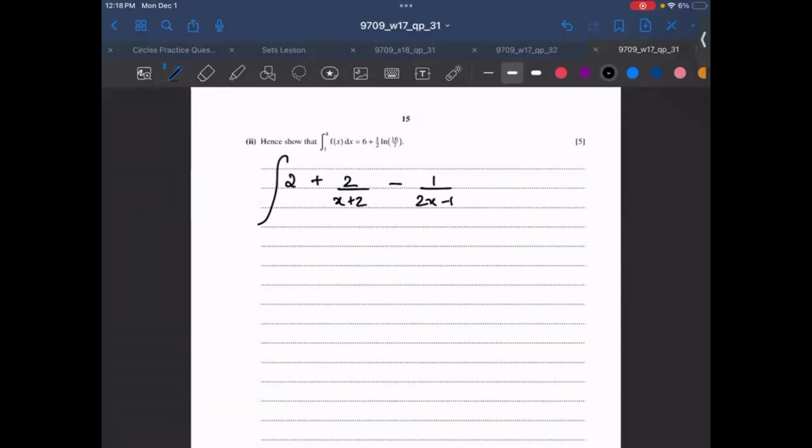We have to integrate this with the limits 4 and 1. Now, when we integrate 2, we will get 2x. When we integrate 2 upon x plus 2, we'll get 2 ln of x plus 2, minus, when we integrate 1 upon 2x minus 1, we'll get ln of 2x minus 1, and we'll divide this by 2.